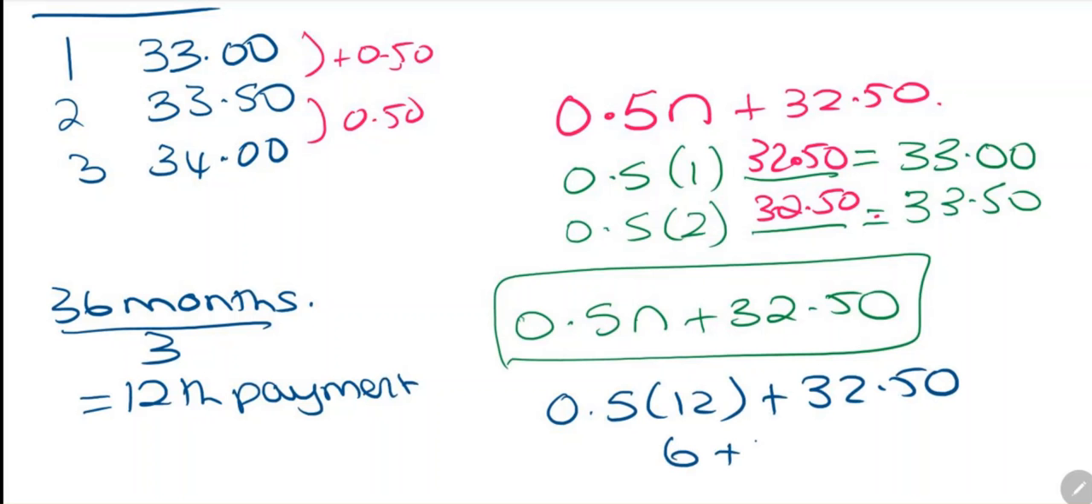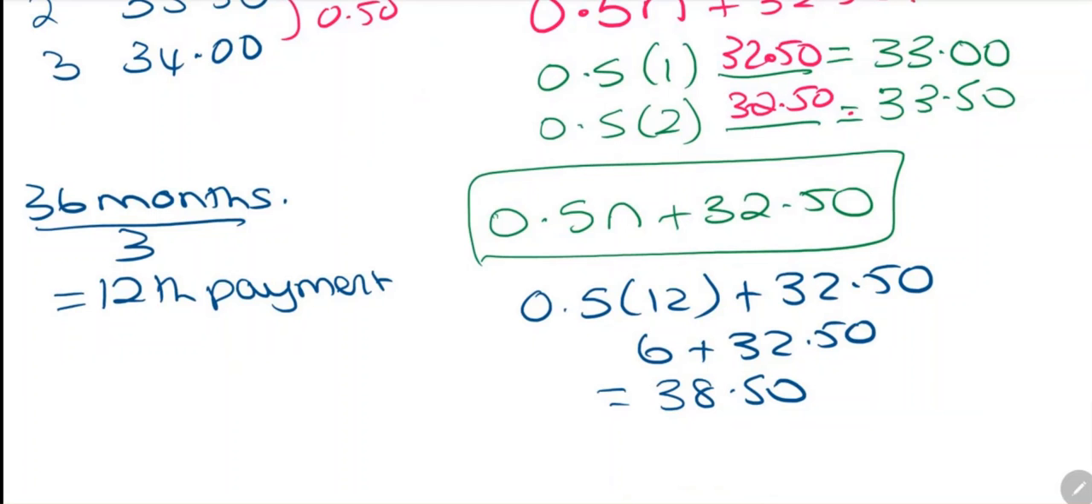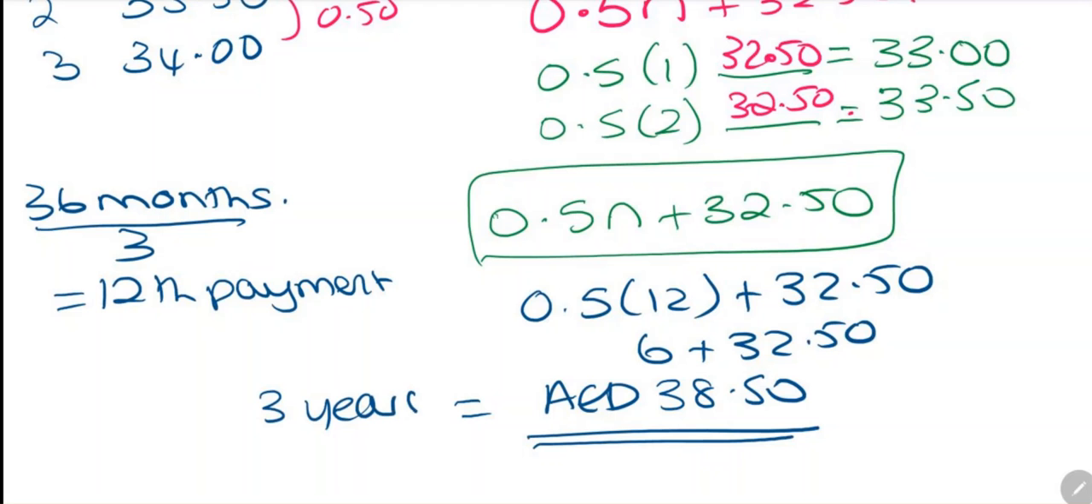Half of 12 is 6. So this is 38.50. So I just rewrite in there. So the answer is 38.50 dirhams. So that's after 3 years.